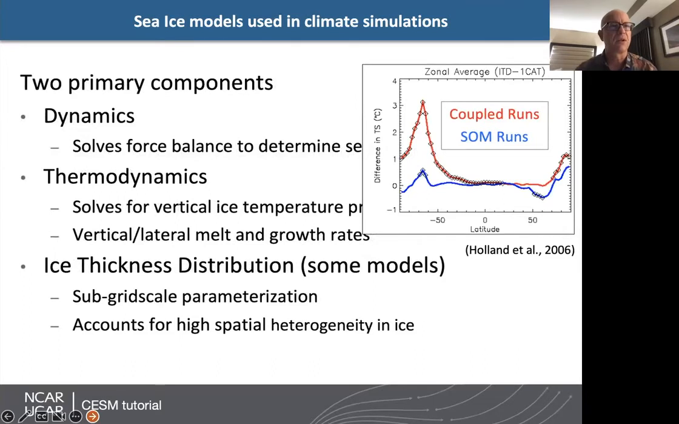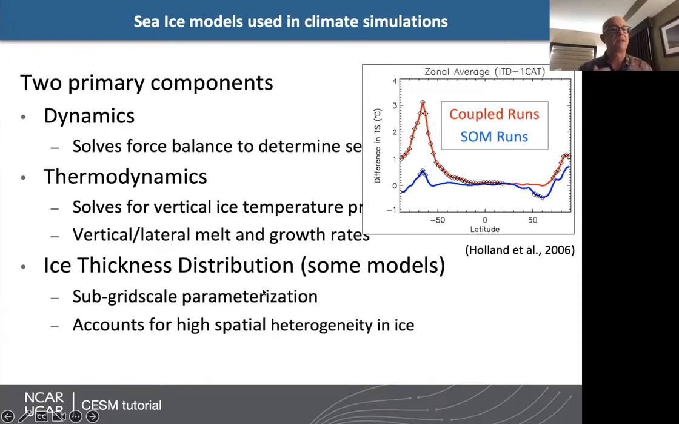So the dynamics solves this force balance. I'll talk about that a little bit, but basically what you have is the wind blowing on top of the sea ice, and you have the ocean sort of dragging underneath. There's a fundamental force balance there that happens, resulting in ultimately the way that the sea ice tends to move in an average sense, or even on a day-to-day sense, and then the thermodynamics, where you're thinking about the vertical temperature profiles and the vertical and lateral melt and growth rates.